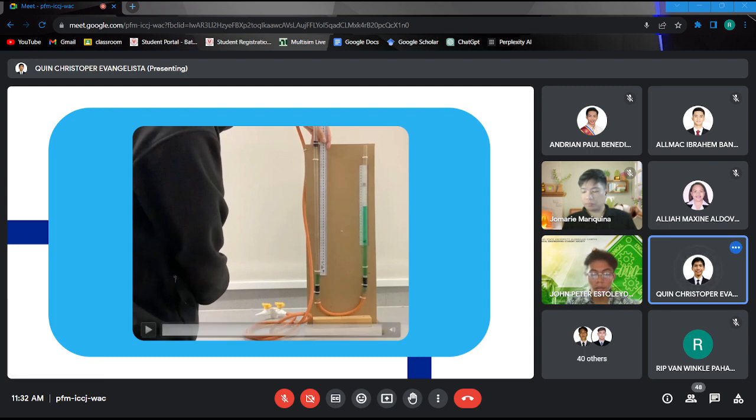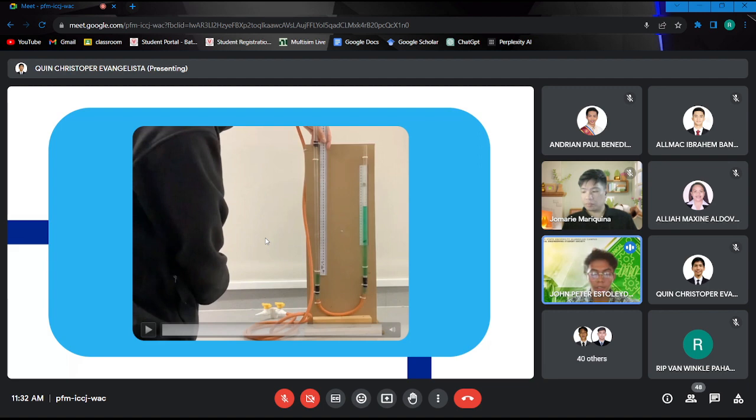So, as you can see in the video presentation, the instant that pressure is put on the left column, the liquid in the other column begins to rise. And we can measure the pressure here by using a ruler to measure the height.